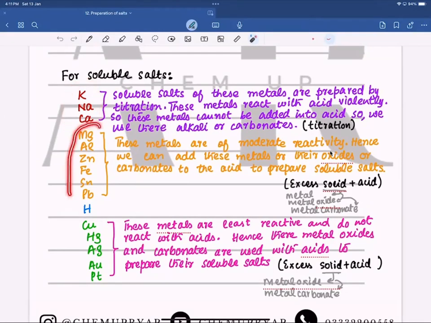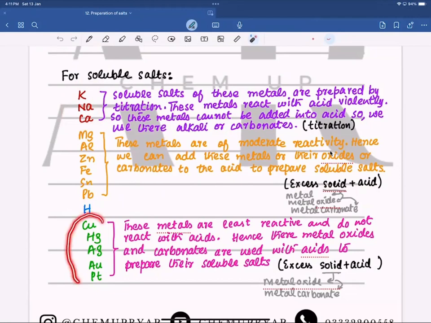When we talk about these metals which are of moderate reactivity, these metals can directly be added in the acid to form their salts. Besides this, their oxides and carbonates, which are also water soluble, can be added in acid to form their salts. So we use this method where we add an excess solid in the acid.